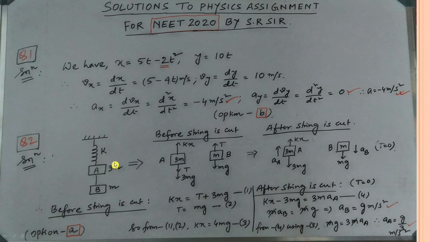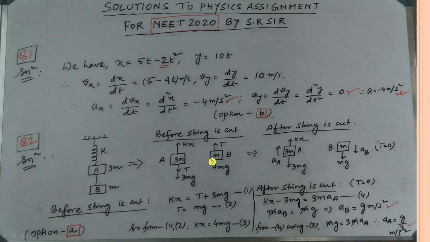The restoring force tending to do that is Kx, we all know this. And the tension, counteracting this, is T in the opposite direction. So these three forces act on the 3m mass. For the mass m, that is block B, tension T acts upwards because the gravitational force mg acts downwards. This happens when the string is not cut yet.